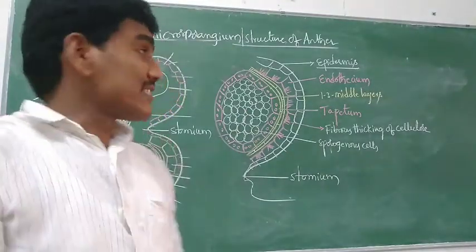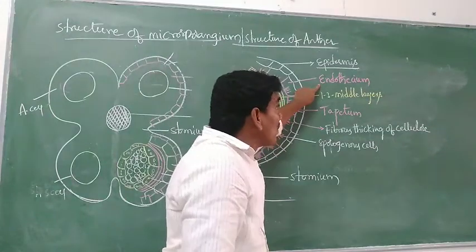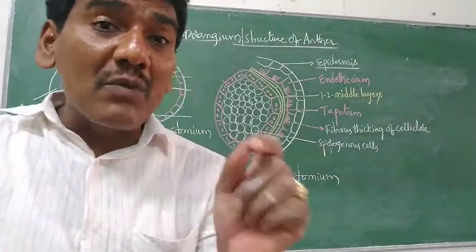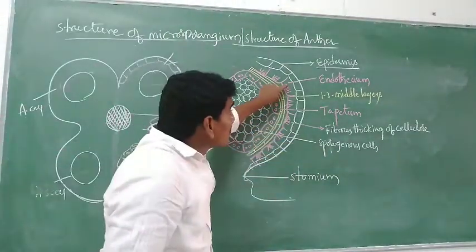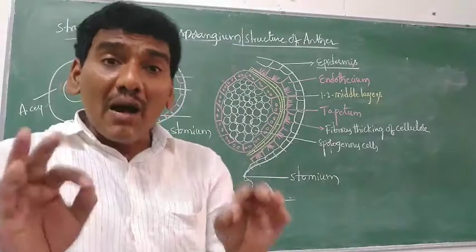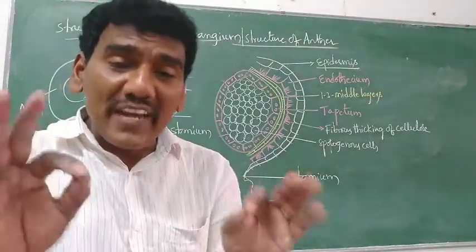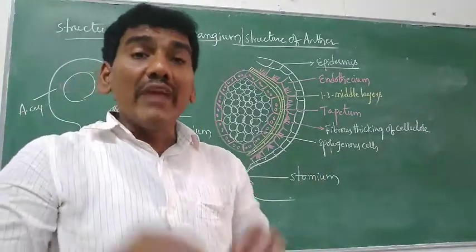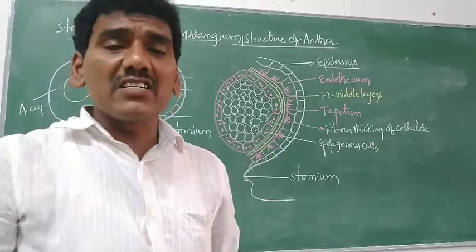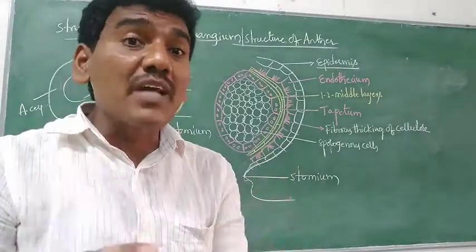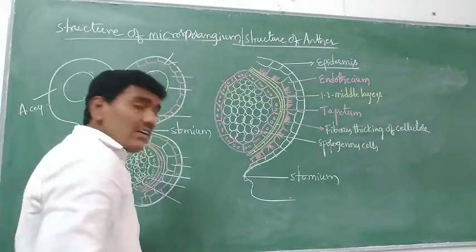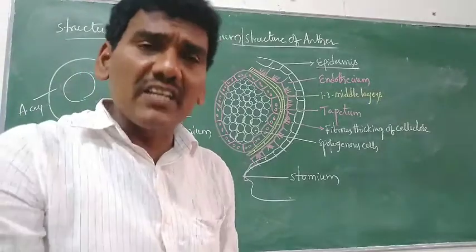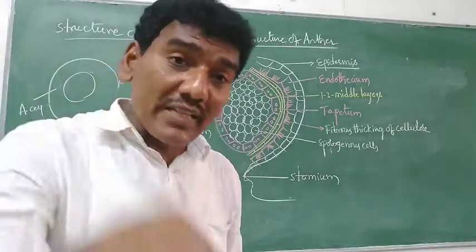Next one, the second layer of the anther is known as the endothecium. The endothecium is present below the epidermis. The endothecium cells are arranged compactly without intercellular spaces. At anther maturation, various changes take place in the different walls of the endothecium.